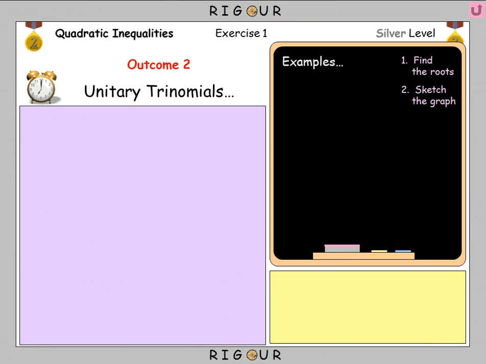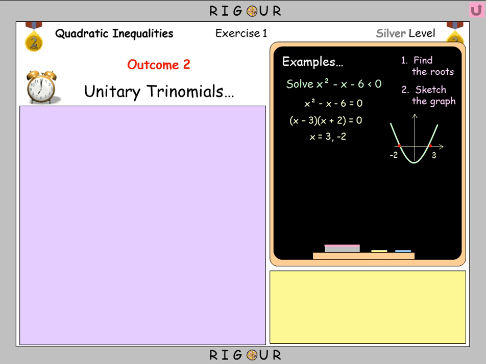Okay, moving on to unitary trinomials. To solve something like x squared minus x minus 6 is less than 0, again, it's find the roots, which we do by setting equal to 0 and factorising. So this one is going to be (x minus 3)(x plus 2) equals 0, giving us roots of x equals 3 and x equals minus 2. So sketching the graph, again, it's a minimum because x squared is positive, with roots of minus 2 and 3 is shown. And we want to know where this function is less than 0, so anywhere below the x-axis. So that's going to be in between the minus 2 and the 3, in between the roots, and again we write it as minus 2 is less than x is less than 3.